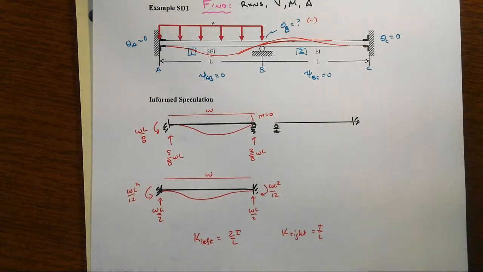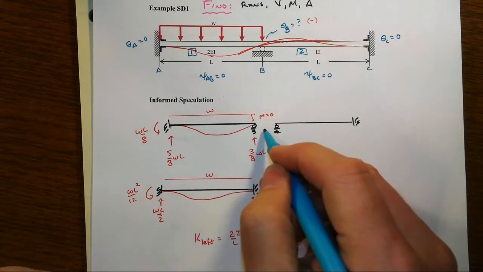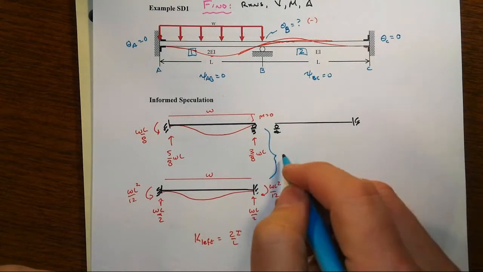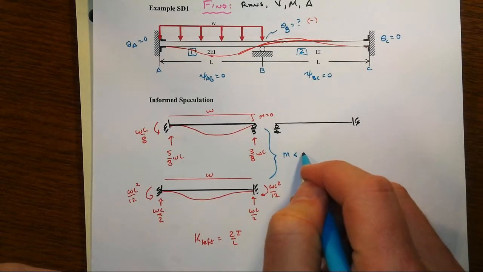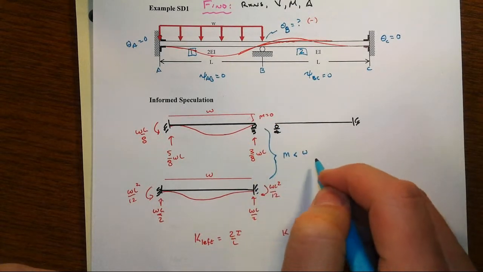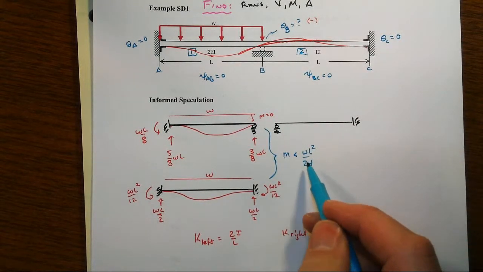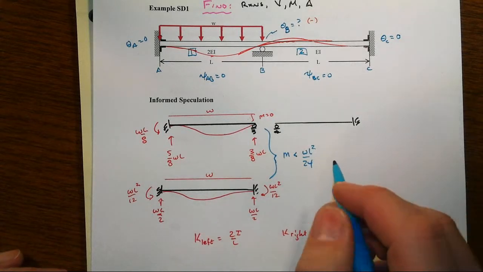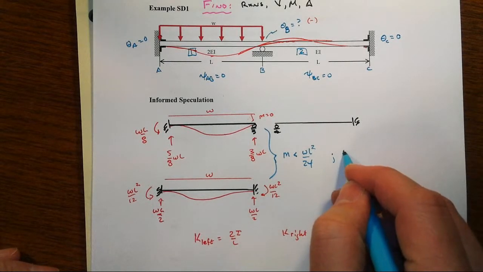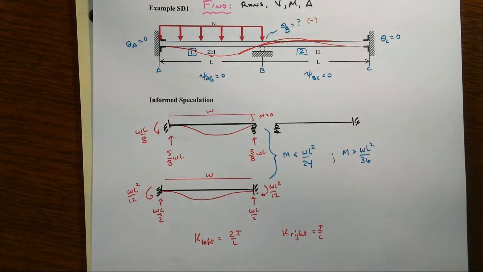So a compromise out of all that is maybe an upper bound on this moment in the middle would be that the moment is going to be less than the average of those two, which is WL squared over 24. I think it might get closer to WL squared over 36. That might be my other guess. I don't have a good rationale for that. I'm truly just guessing here.